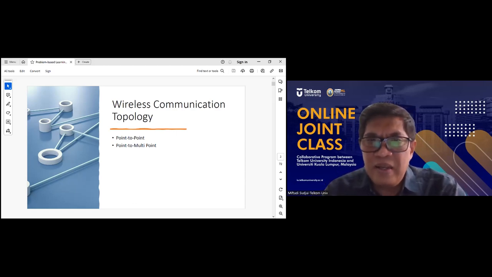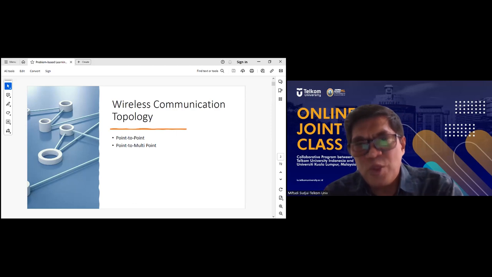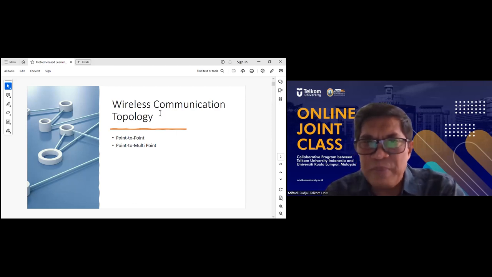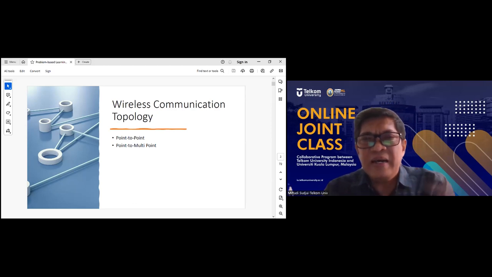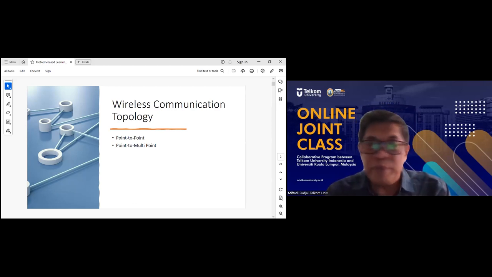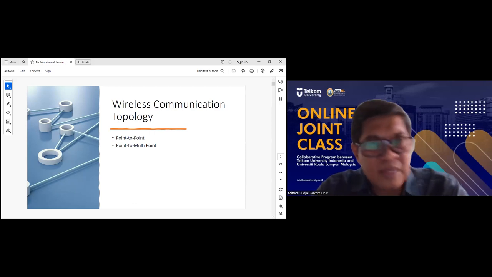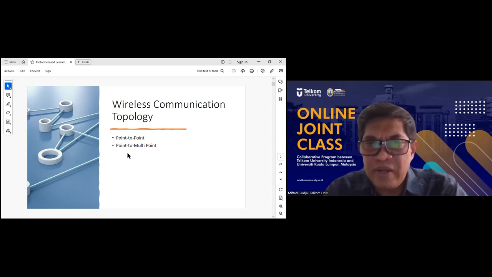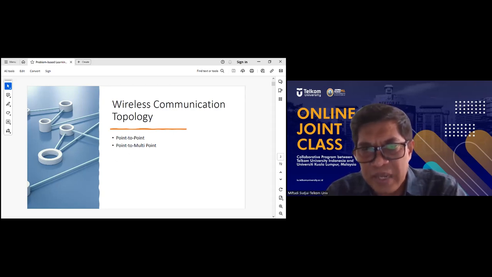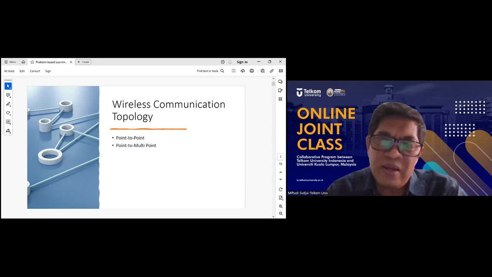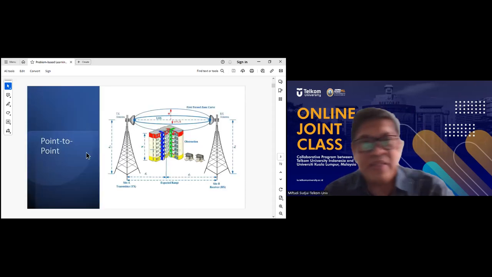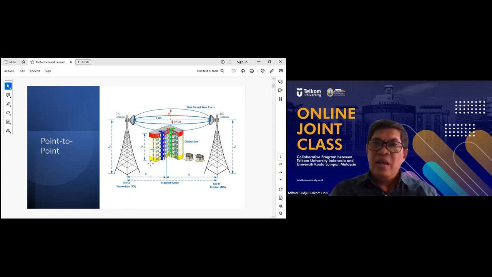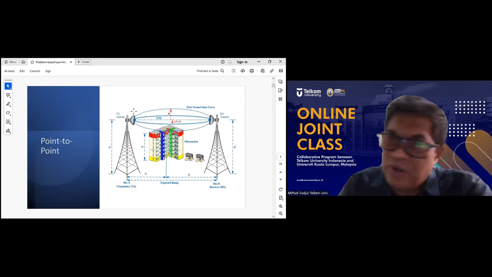So let's start with the topology of wireless communication. Topology means what kind of connection between points or between subscribers in a wireless communication world. So normally we divide the topology of wireless communications into point-to-point communication and point-to-multipoint communication. For example, this one is point-to-point communication, in a terrestrial microwave link, for example.